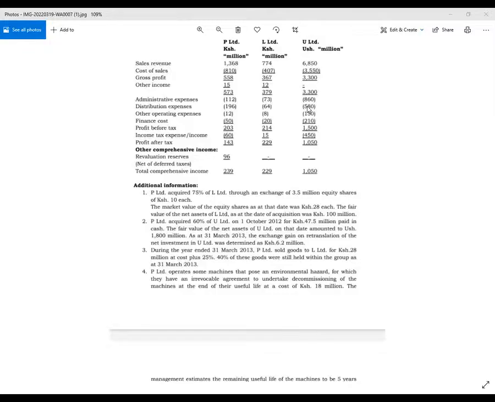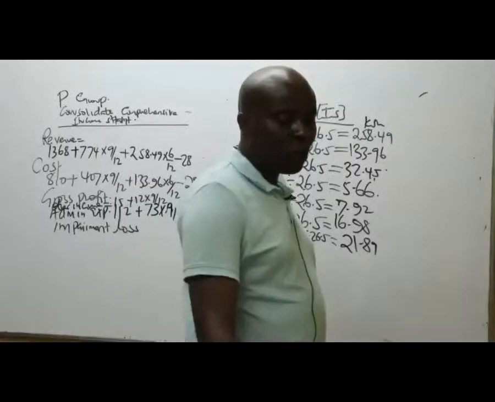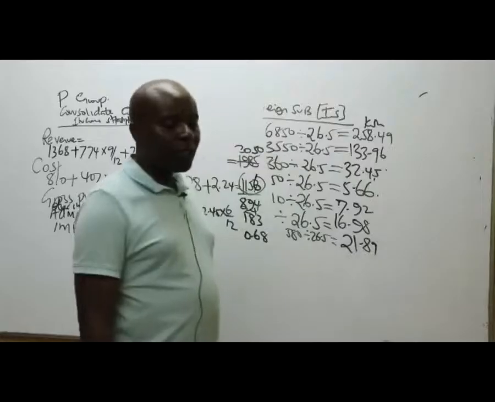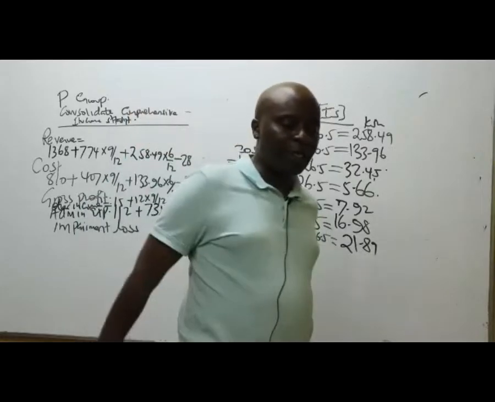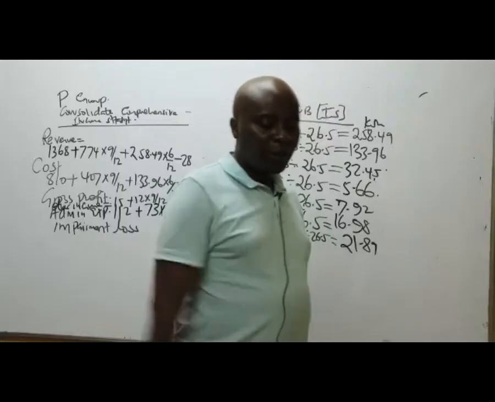Give me an answer, somebody. Give me an answer for distribution cost. You are taking 196 plus 64 times 9/12 plus 580 times 6/12. Is there somebody who can give me an answer for administrative cost? No, the distribution cost. For distribution cost, is there somebody who has an answer?